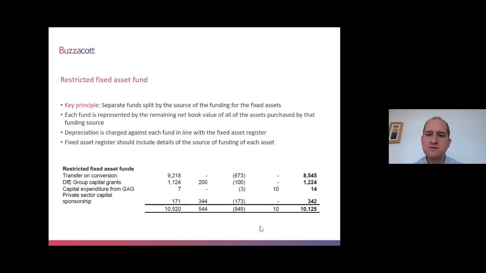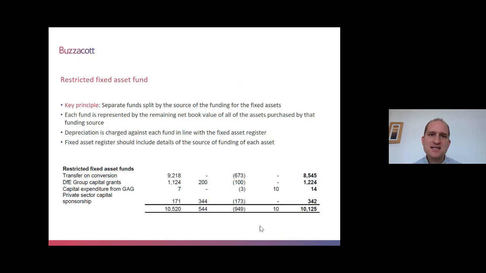So say we've got 7,000 there brought forward. If you imagine this is computers, we've got a net book value brought forward of 7,000 of computers. We then purchased £10,000 worth more of computers during the year. So that was purchased out of GAG funds, so we did a transfer between funds for that. And then we allocated £3,000 of depreciation to those computers as they depreciated in the year, which gave us a net book value of computers of £14,000 carried forward.